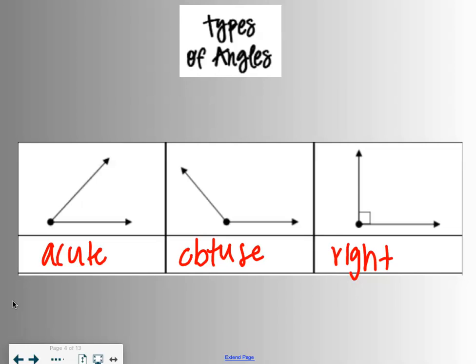What if the angle looked like this, though? What would you call this guy? 180. Straight. If you want to add that to your notes, I should have that in there. That's a straight angle. It would have measured 180, though, you're right.